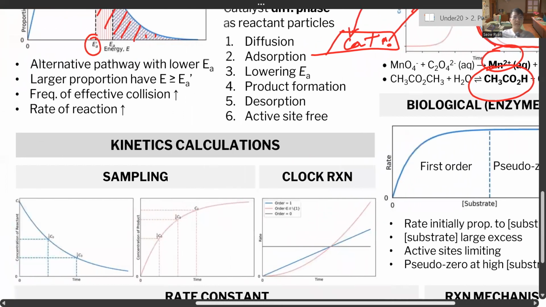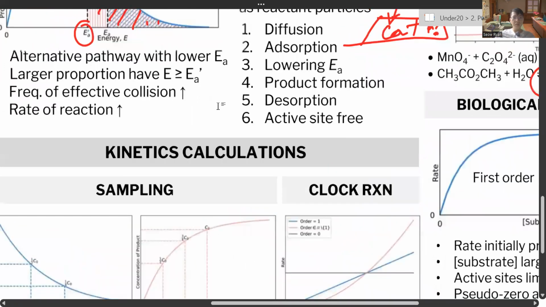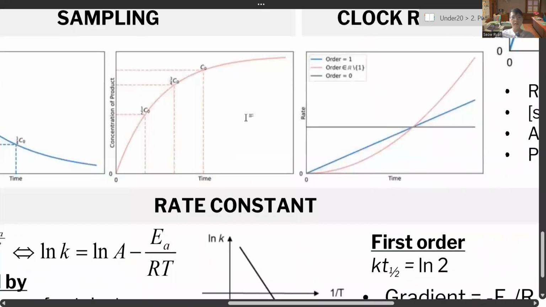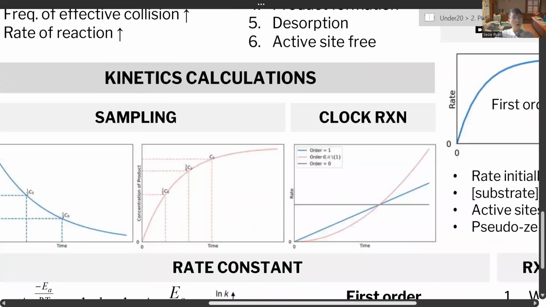So now let's think about kinetics calculation. There are a few main ways to go about determining what is known as the order of the reaction.